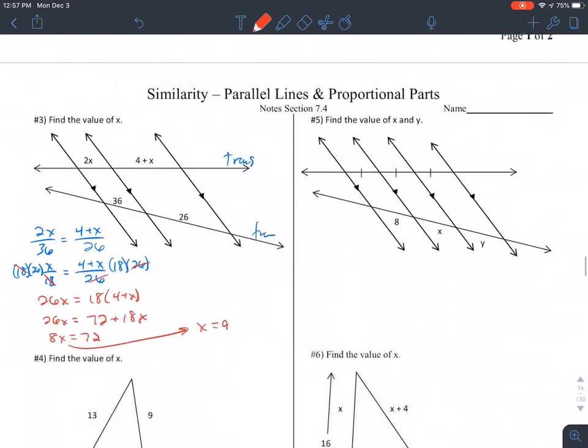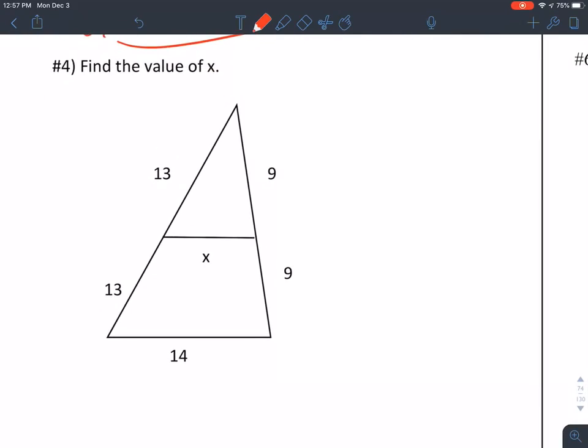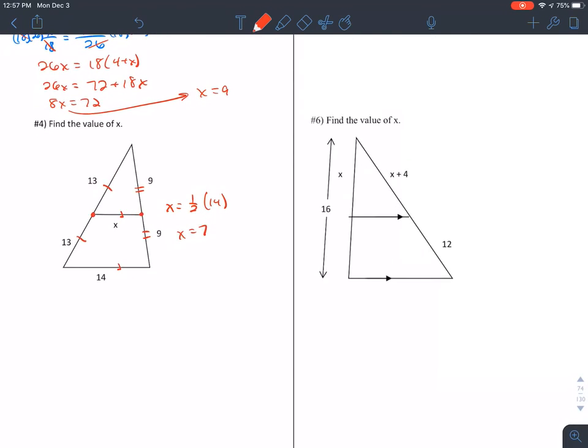So according to the mid-segment theorem, first of all, this is a mid-segment because it bisects both of these sides. According to the mid-segment theorem, that mid-segment is parallel to the third side and it's 1/2 its length. So that means that x is going to be half the length of the third side. Therefore, x is 7. Pretty easy to do if you know that theorem.